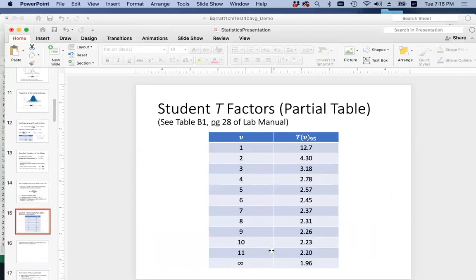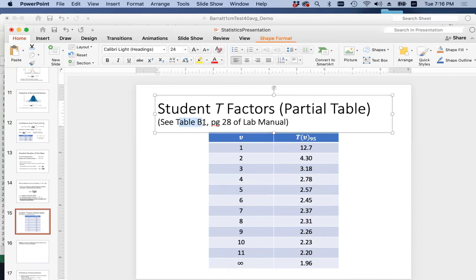This is getting to be actually a lot of measurements. Actually, it's not in this PowerPoint slide. You can find the value if you go in the lab manual and look up table B1. There's a more complete table of student t-factors. When you get up close to 20, the student t-value converges to approximately 2, right? The limiting value is 1.96.